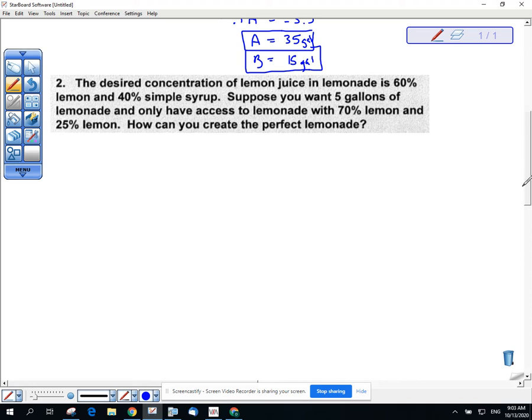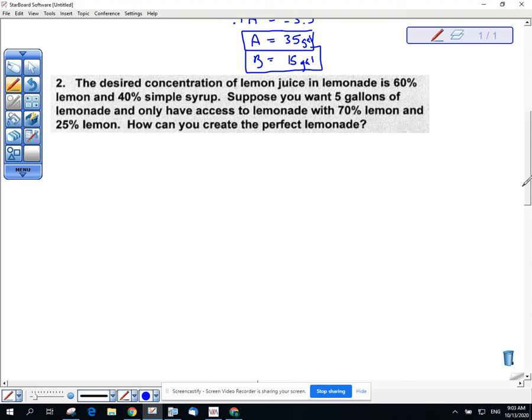And we'll read it, and it says the desired concentration of lemon juice in lemonade is 60% lemon and 40% simple syrup. Everybody knows that, right? Anyway, suppose you want 5 gallons of lemonade and only have access to lemonade with 70% lemon and 25% lemon. How can you create the perfect lemonade? Okay, so notice that this one, it's all about the lemon, right? It's not about the simple syrup. Simple syrup is just the other portion.